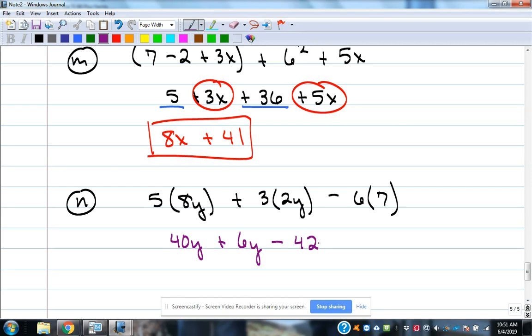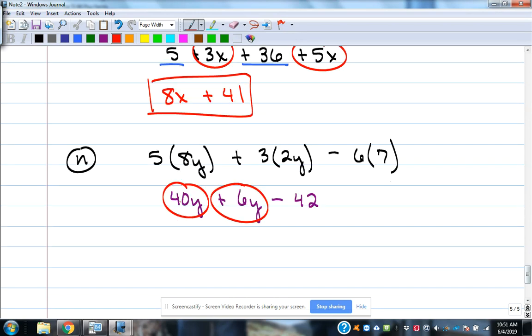But we're looking for like terms. Remember, like terms have to have the same variable, same exponent on those variables to be like terms. 40y and 6y are the same kind of thing. They both have y's. So we're going to add them together because it's addition between them. So that'd be 46y minus 42. The 42 doesn't have anybody else like it, so it's just copied down. And then the final answer is 46y minus 42. Very simple idea. Nothing crazy coming up in section R2 with that stuff.